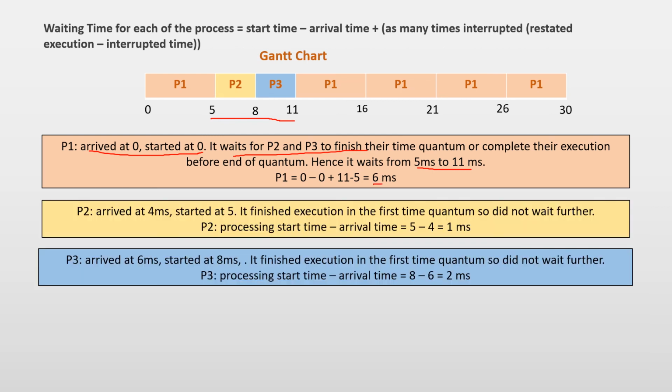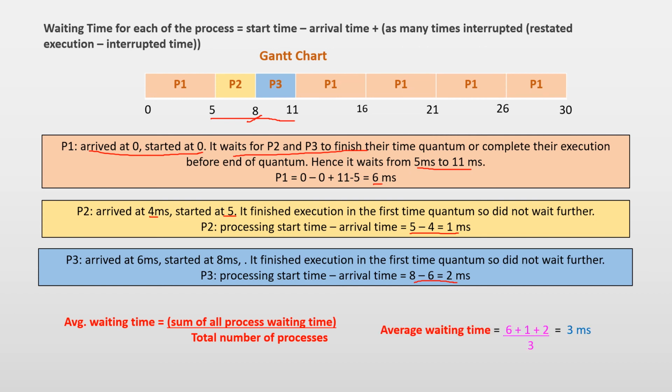P2 on the other hand had arrived at 4 milliseconds and it started at 5 milliseconds, so it was waiting for 1 millisecond, and P3 had to wait for 2 milliseconds because it arrived at 6 milliseconds but it started its execution at 8 milliseconds, as you can see here. So 2 milliseconds it was waiting. So average waiting time is 3 milliseconds.